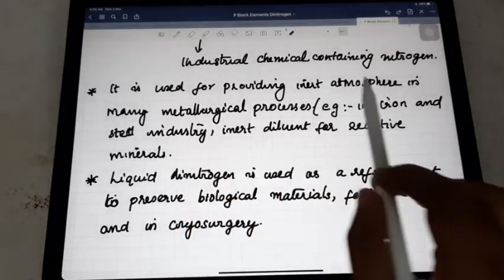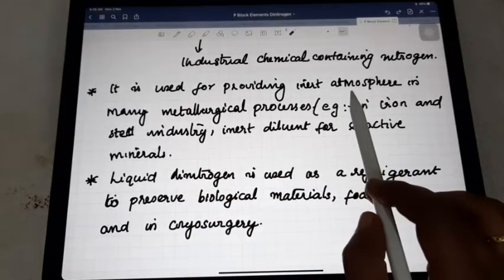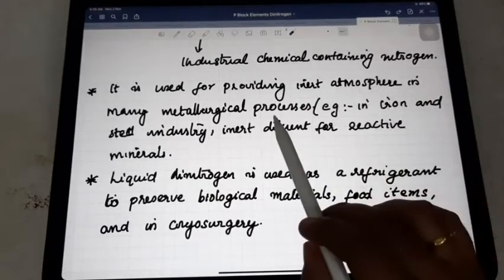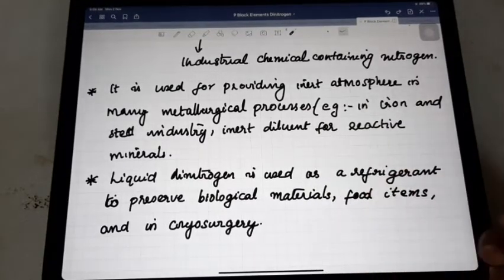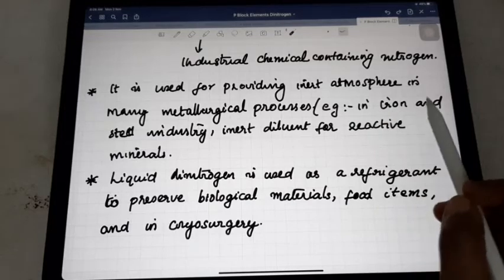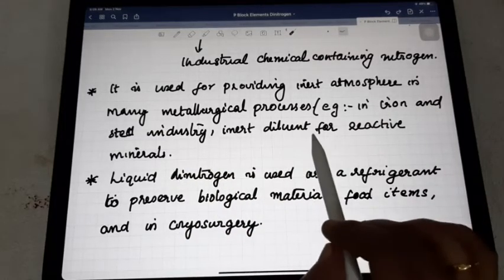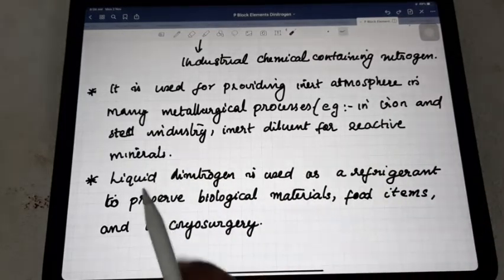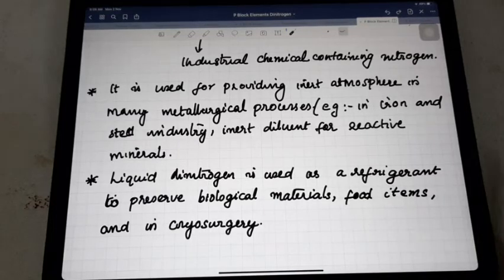Okay, then another use is to create an inert atmosphere in metallurgical processes. Metallurgical processes, you know, like iron extraction and different metal extractions we studied. For example, in the iron and steel industry, it is an inert diluent for reactive minerals. For different chemical reactions, for creating the inert atmosphere, we use dinitrogen at room temperature. Okay.